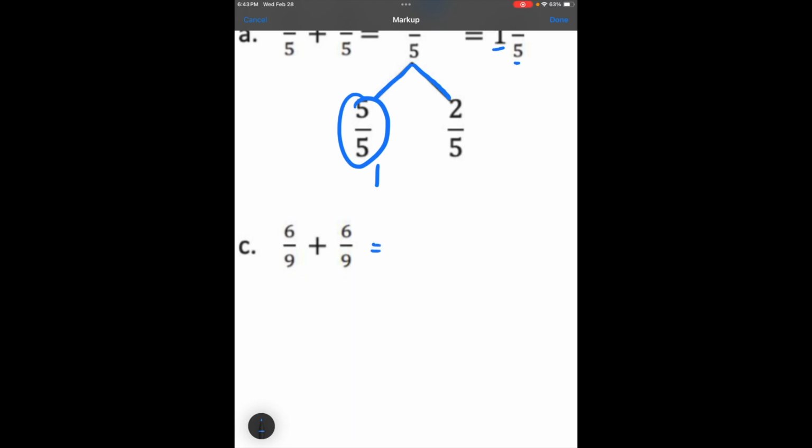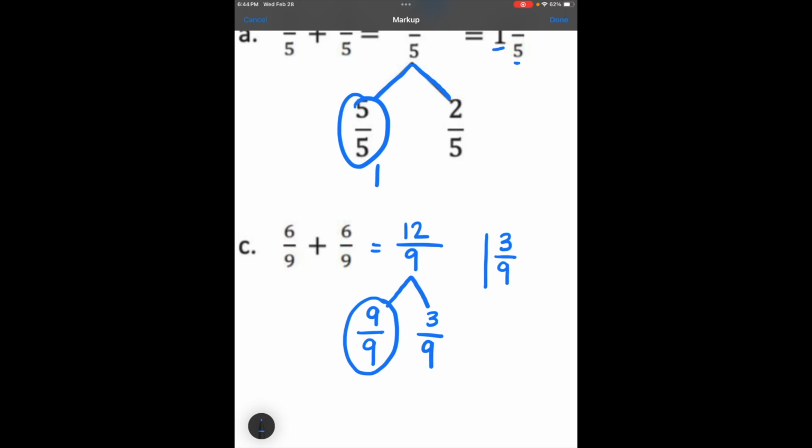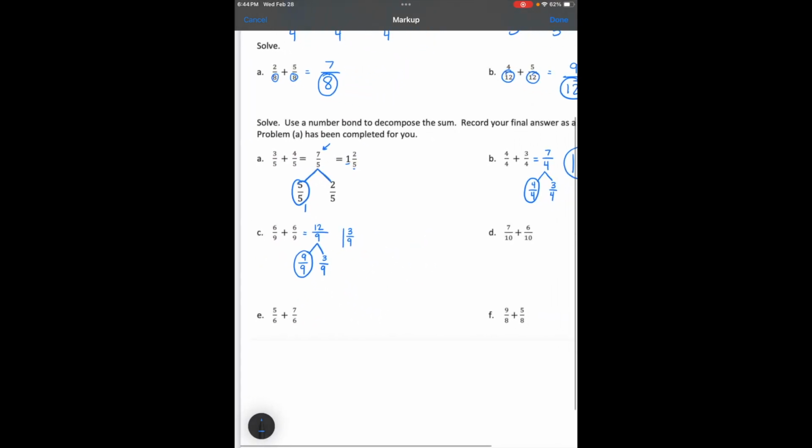6/9 plus 6/9. First, just simply add up your fractions. 6 plus 6 is 12. My denominator stays the same. Now I need to decompose this because this is an improper fraction. What would my whole fraction be? 9/9. I'm going to circle that. That's a whole. Leaving what fraction left over? 3/9. So our mixed number is 1 and 3/9.